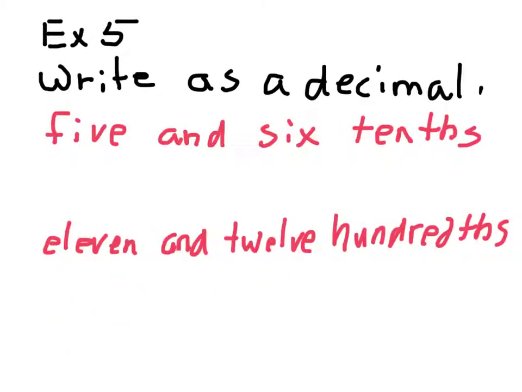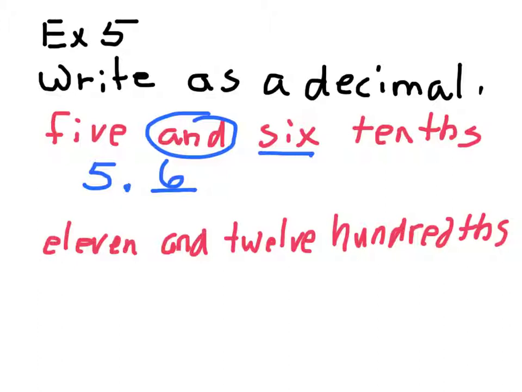Okay, I believe example 5 is our last example. It says write as a decimal. So I have 5. What does the word and stand for? Decimal point. So 5 and 6. The 6 is in the tenths place. So there we go, 5.6, or 5 and 6 tenths.